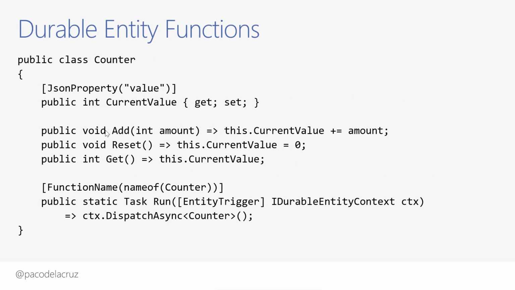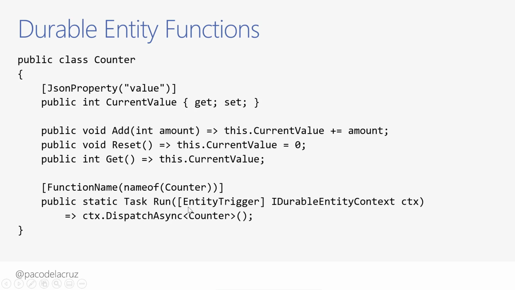So now let's talk about durable entities. The durable entities are, again, very simple. We can think of this as something like the repository pattern. So here we have some methods to mutate the state of our repository. We have a method to add an amount, to get an amount, and to reset the value. And we just need to define this entry point here.